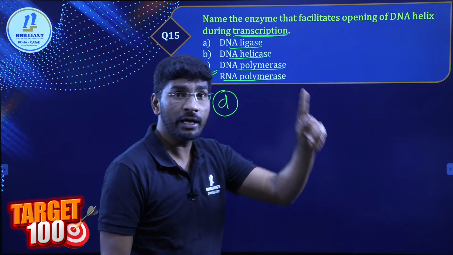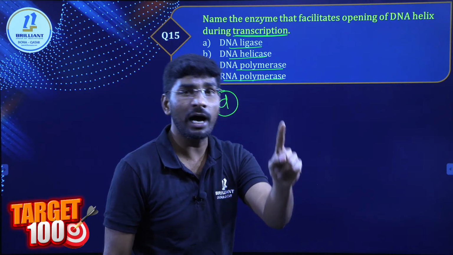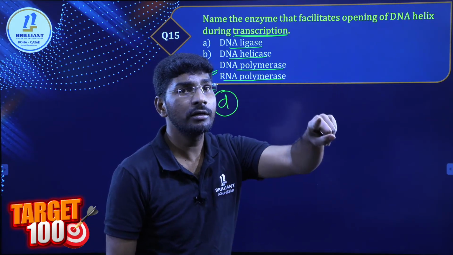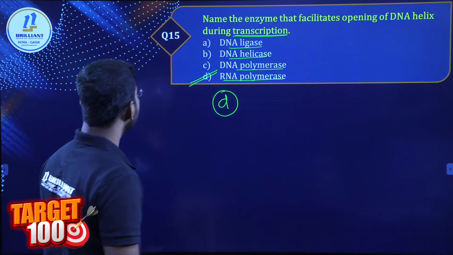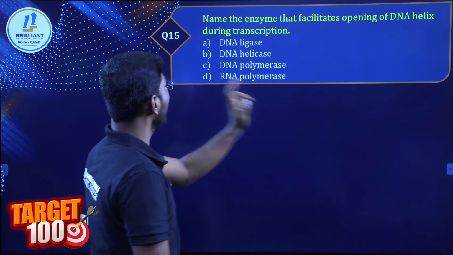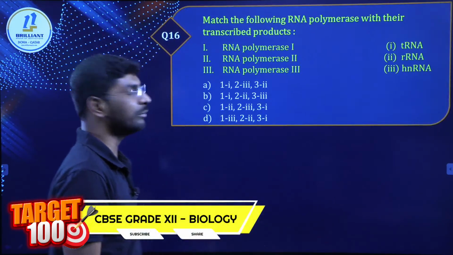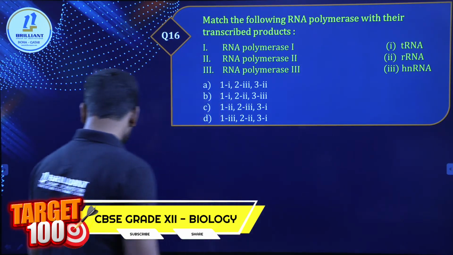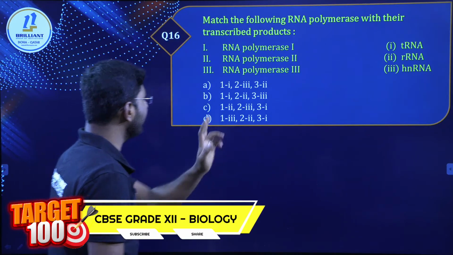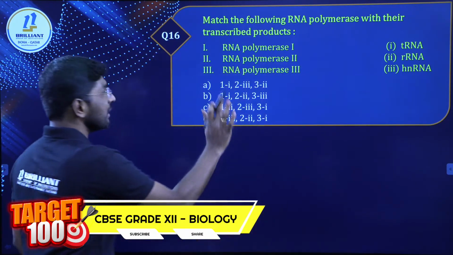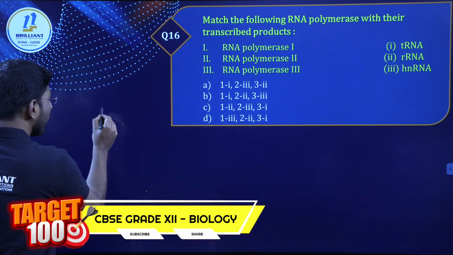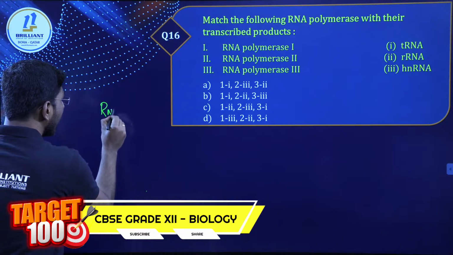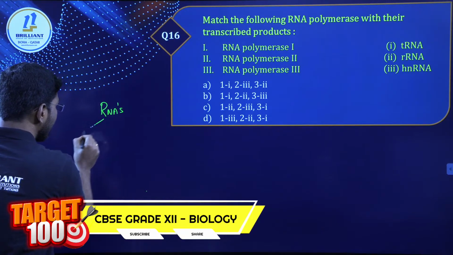That's why, students, read the question carefully. Are they asking about replication or transcription? Look at the next question, the 16th question. Now you have to answer me. Look here, everyone. There are three different types of RNA polymerase enzyme and RNAs also. Write down here, all of you: RNAs are of three different types.